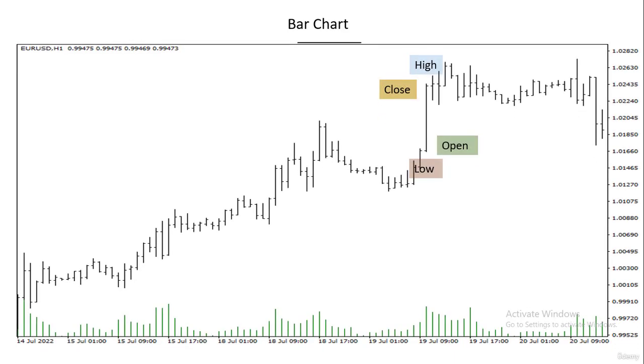The chart is created with the use of bars where each bar has a high and low with a line on either side. The left side is the opening price and the right side is the closing price for the selected time frame. On the Forex bar chart, the length of each bar indicates the price movement over a trading period for the given currency pair.